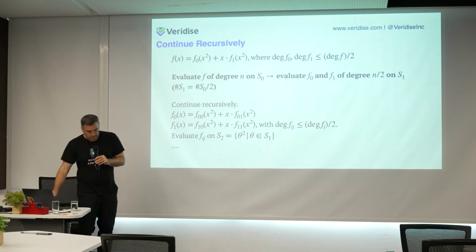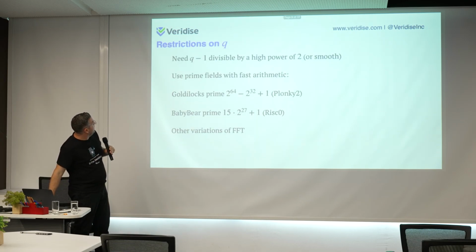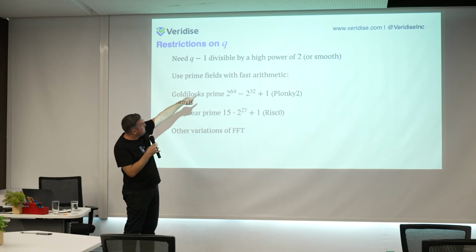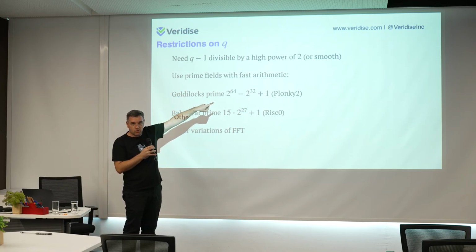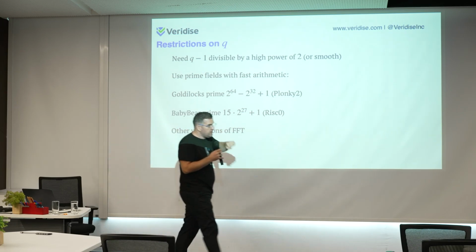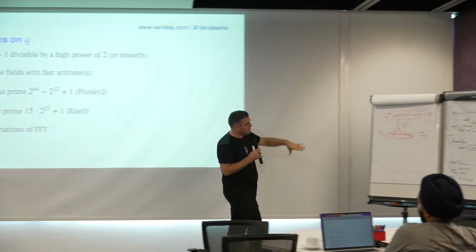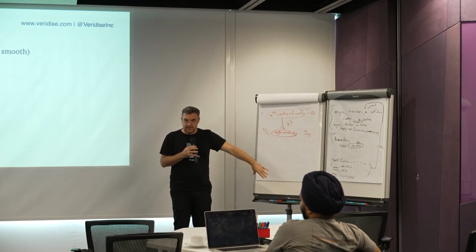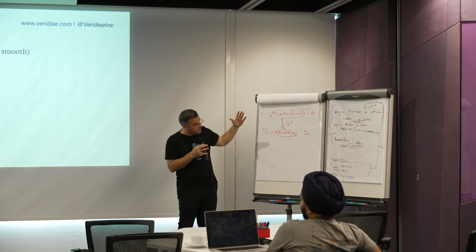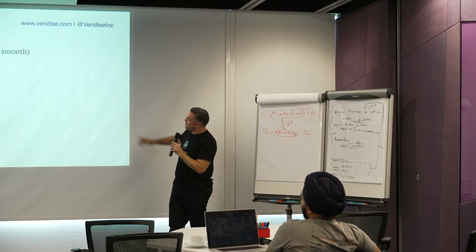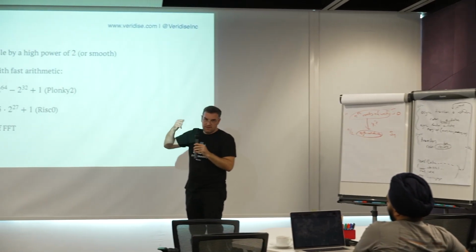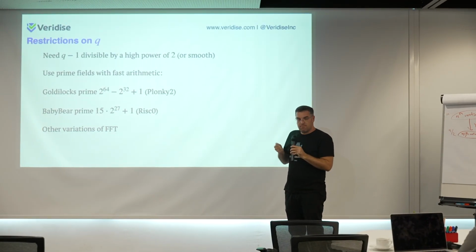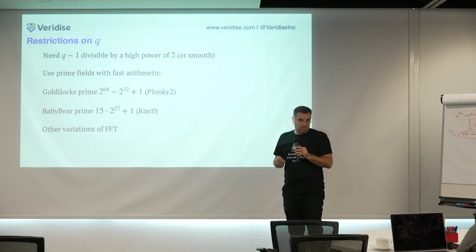Okay, good. But then, as I said, we had this condition that q minus 1 is divisible by a high power of 2. You need this so that the sets S0, S1, S2, and so on always get to half the size. To have this phenomenon that your evaluation domain shrinks, you need q minus 1 to be divisible many, many times by 2. And this puts some restrictions on the field over which you can work.